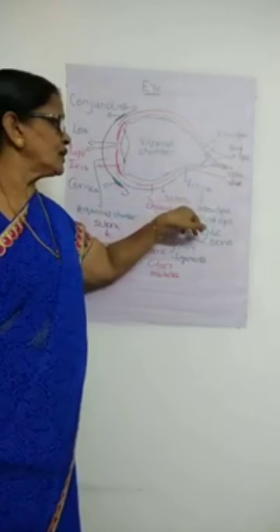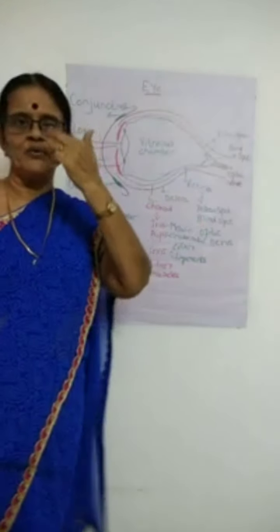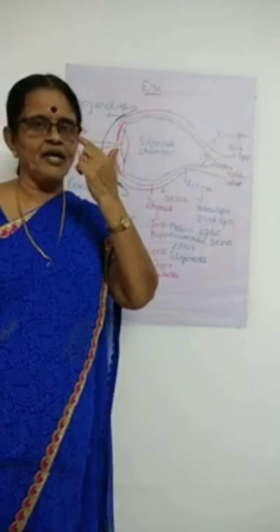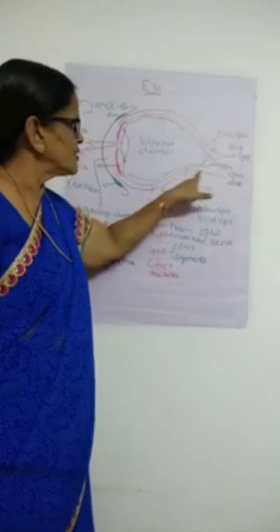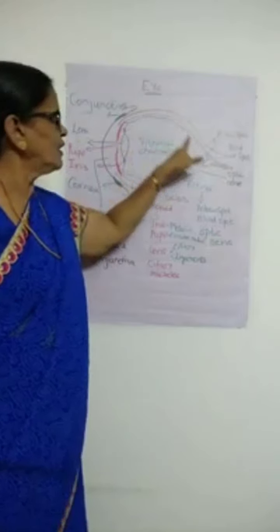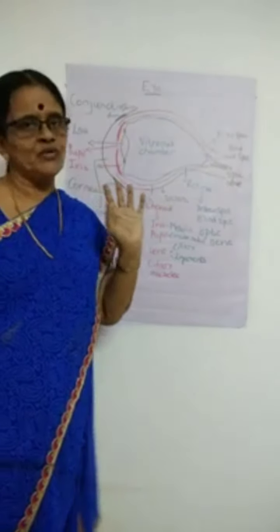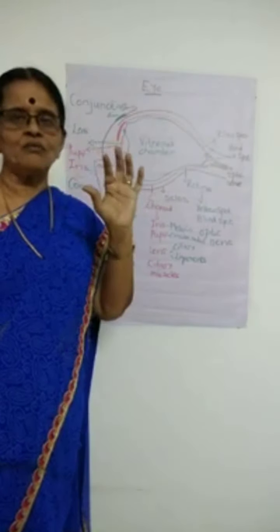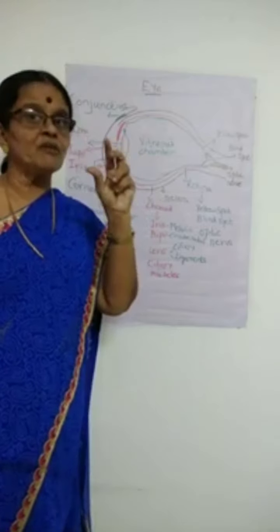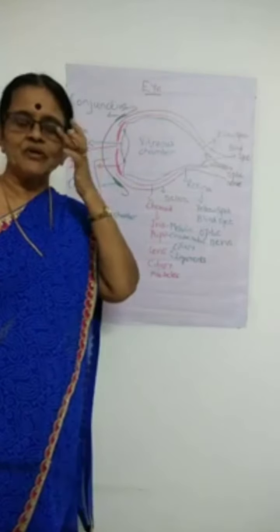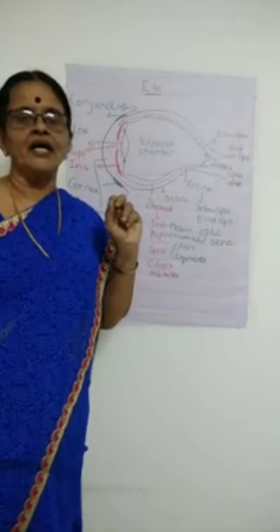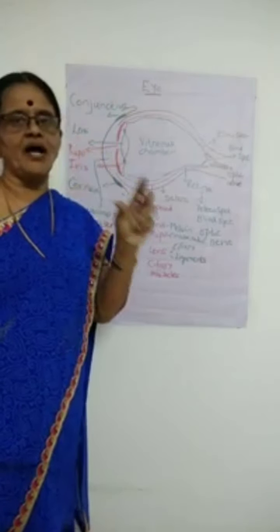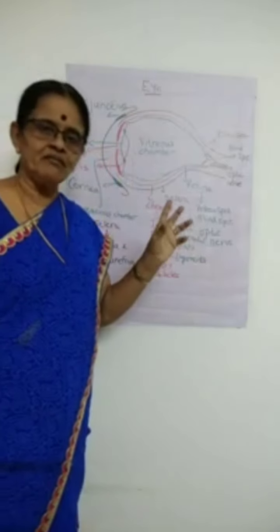Now, the sclera is the white part. The white part of your eye is called your sclera. It is the outermost layer of the eyeball. This outermost layer gives firmness to the eye. When you touch your eye, you can feel it is firm. That is because of your sclera. It is made up of connective tissues.